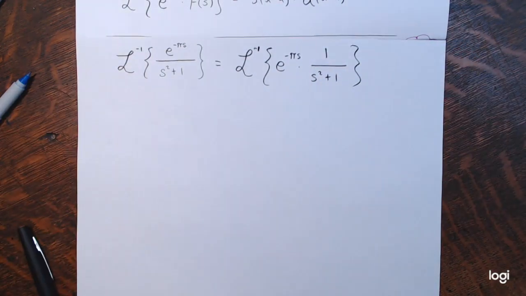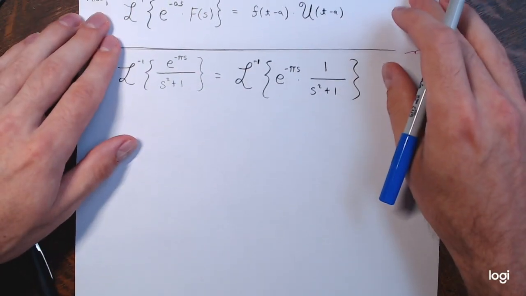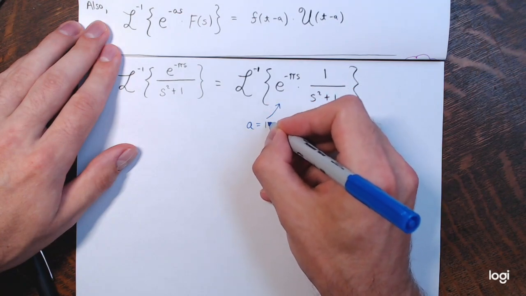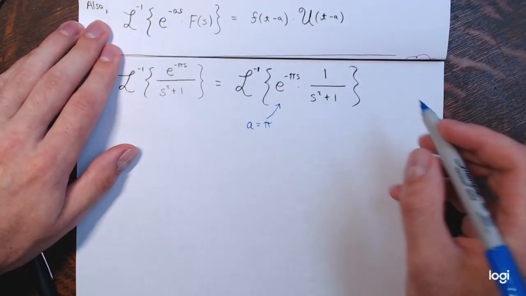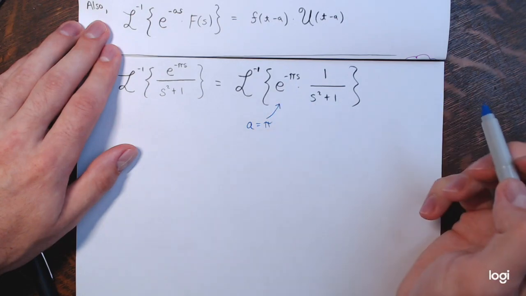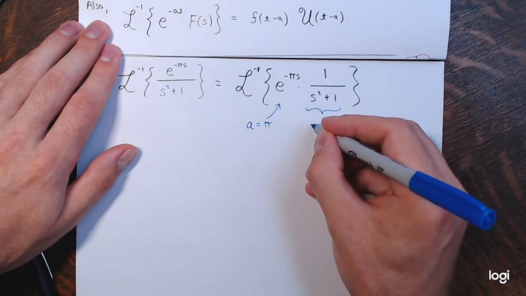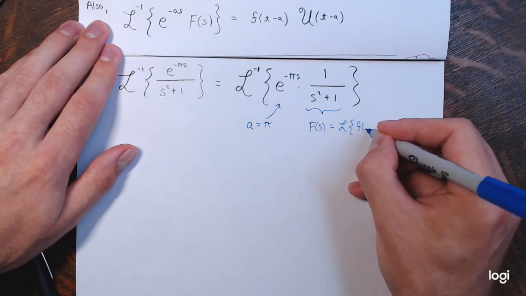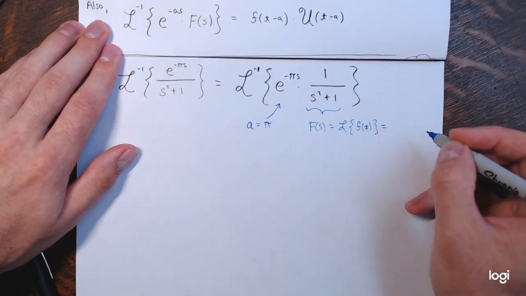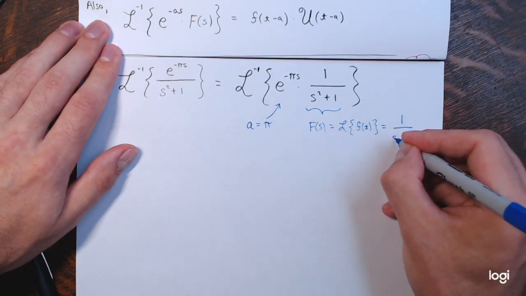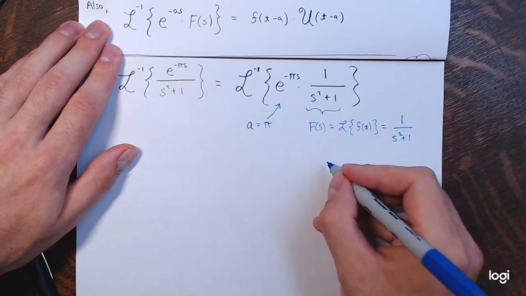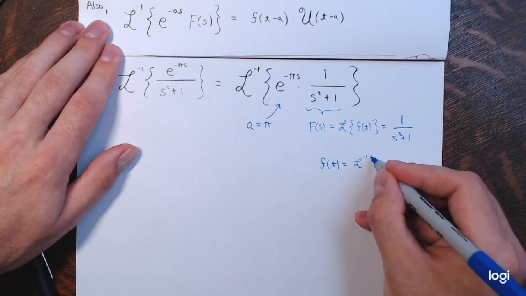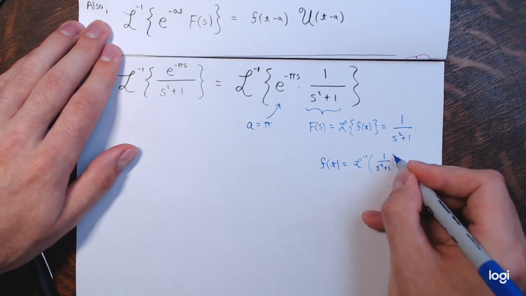All right, so if we look at this and compare it to our little formula up here, the value of a is pi, right, e to the negative pi s. And then the capital F of s, the Laplace transform of some function little f of t, is 1 over s squared plus 1. So now I want to find f of t, right? F of t is going to be the inverse Laplace transform of 1 over s squared plus 1.